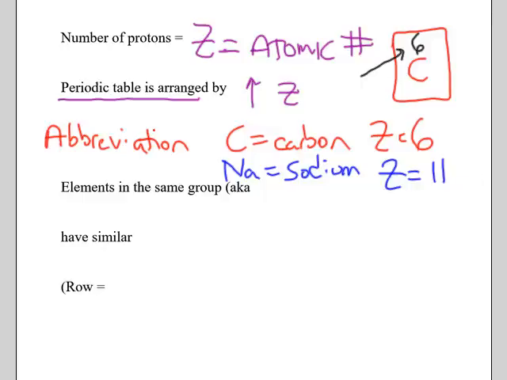The arrangement of the periodic table breaks down into rows and columns. Columns are called groups. They can also be called a family of elements. And elements in the same column have similar chemical properties.